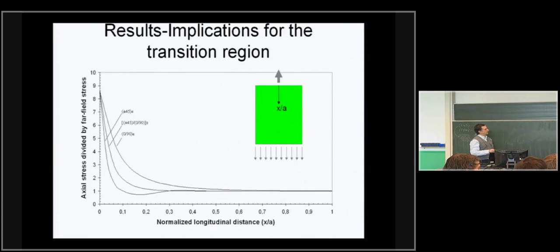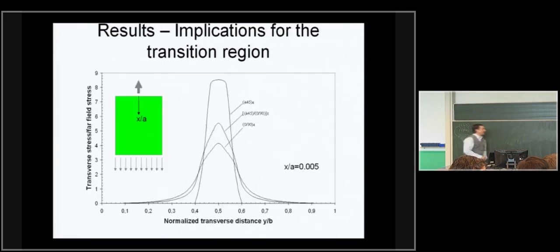The other two seem to take about the same distance before they reach the value of 1, or reach the far field stress. So they would need a significantly lower length of the reinforcement. If I now look at my transverse stress, that's the sigma y stress, as a function of my y distance, again I see significant differences.